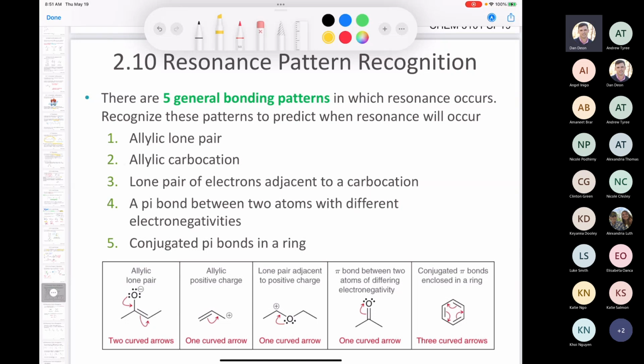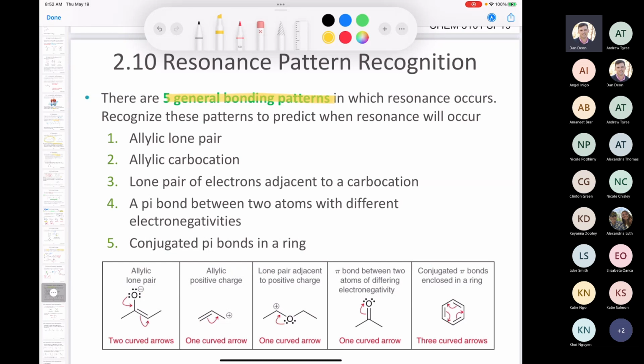All right, well, let's move on to section 2.10, and we're going to talk about resonance pattern recognition. Again, students tend to love rules, and I do too, because it enables you to just memorize a few short things that enable you to solve a lot of different problems. And now we're going to look at the 5 general bonding patterns for resonance, and we're going to look at all of these in detail.